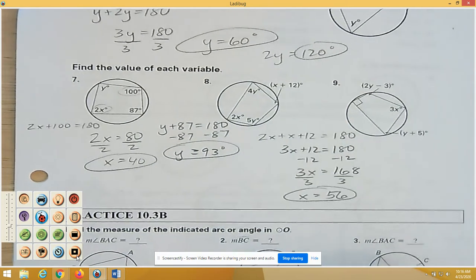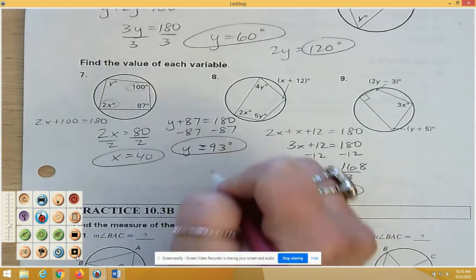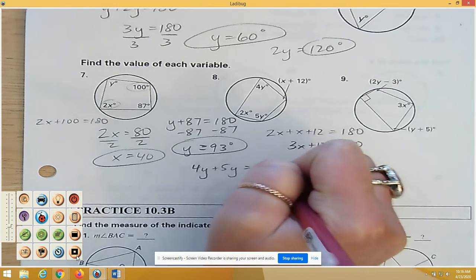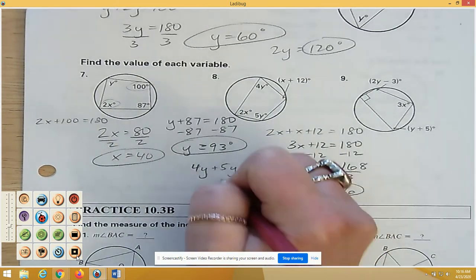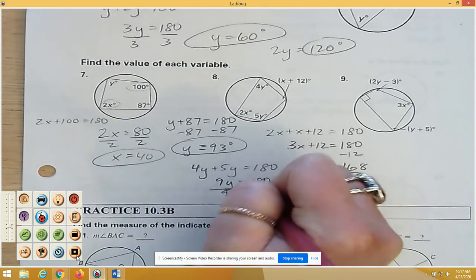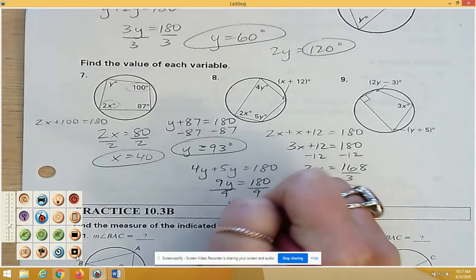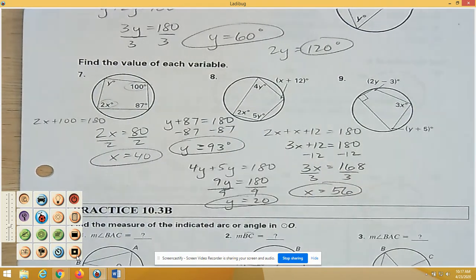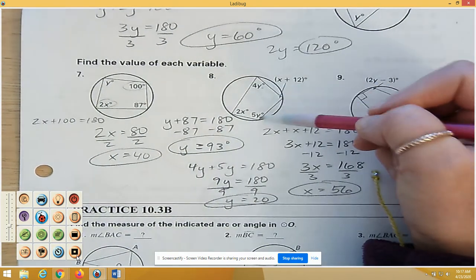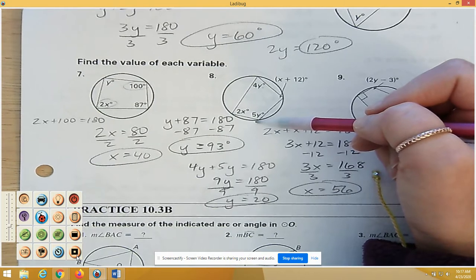All right, and then for y, the math here is going to be nicer. So 4y plus 5y equals 180. So I like this because I'm going to get 9y equals 180. And when I divide by 9, that's going to be a nice 20. And then remember, you can always go back and plug these numbers in to verify that they're working. You're going to get 80 and 100. Of course, 80 plus 100 is 180.